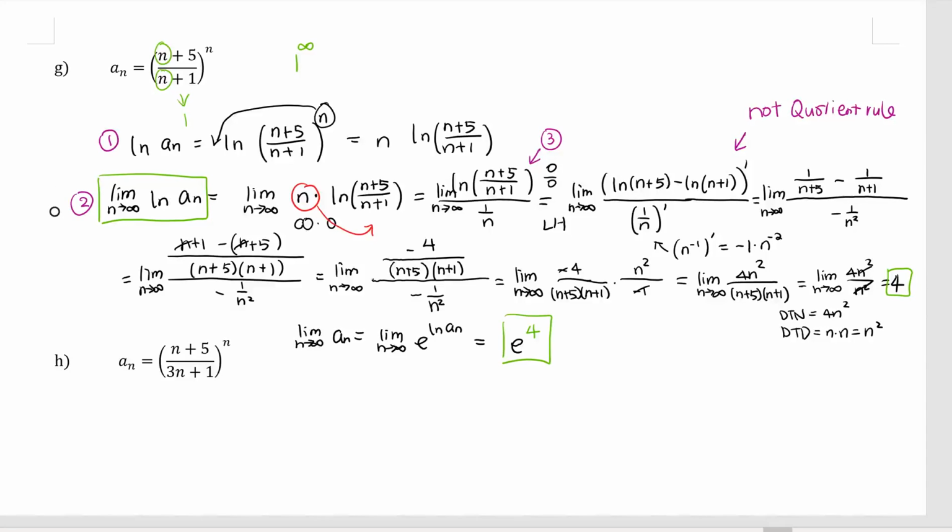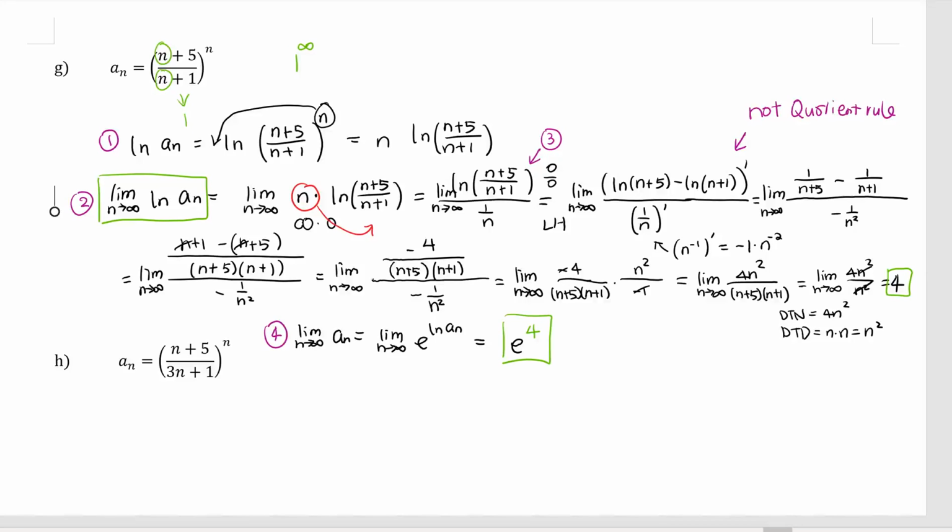Remember what the quotient rule is? It's the numerator prime times denominator minus numerator times denominator prime, over the denominator squared. So here we're not doing quotient rule. We're just doing the derivative of the numerator over the derivative of the denominator. So be careful with that. Some students make this mistake in Calculus 1. And then we simplify until we get the final answer. So the last step: the limit of a sub n is e to the whatever answer we get from the last step. So we have 4 steps for this problem.